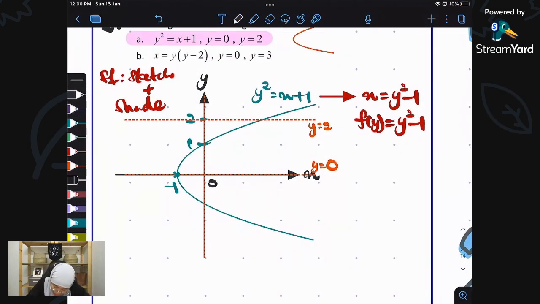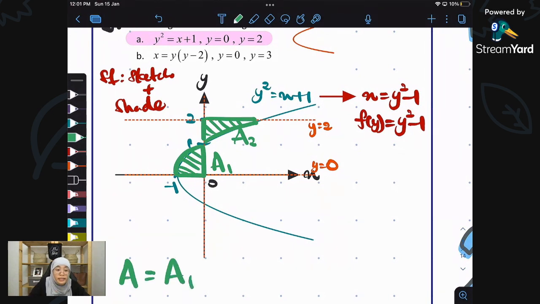let's shade the region. So this is the curve, the line, and the y-axis. So here we go. This is A2. I call this A2, and I want to call this the curve, the line, and the y-axis. So I call this A1. Boleh ke? So these are my two different areas of a region. And so my A is equal to A1 plus A2.